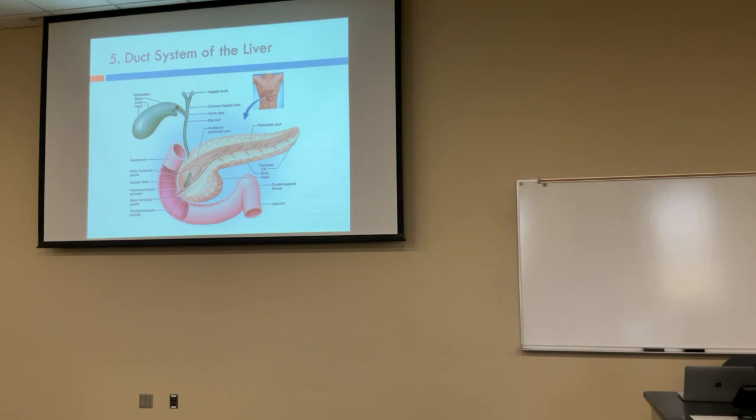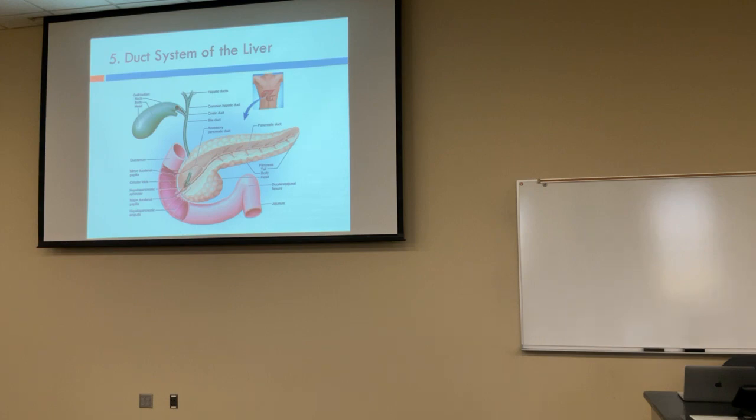Now, this portion down here, this very last portion of this duct system of the liver and the pancreas, is called the hepatopancreatic ampulla. And that receives secretions from both the pancreas as well as the bile from the liver. And then there's a sphincter right where this duct enters the duodenum called the hepatopancreatic sphincter. When that relaxes, that allows the secretions from the pancreas and the liver to enter the small intestine.